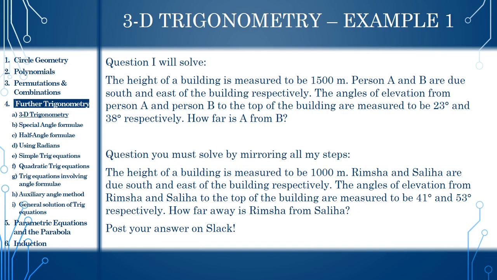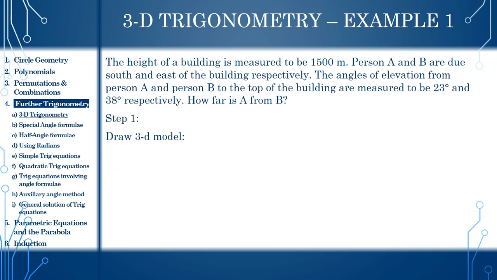So the question I'll solve is, there's the height of a building, a tower, a building, 1500 meters tall. Person A and person B are due south and east of the building respectively. The angles of elevation from person A and person B to the top of the building are measured to be 23 degrees and 38 degrees respectively. How far is A from B?